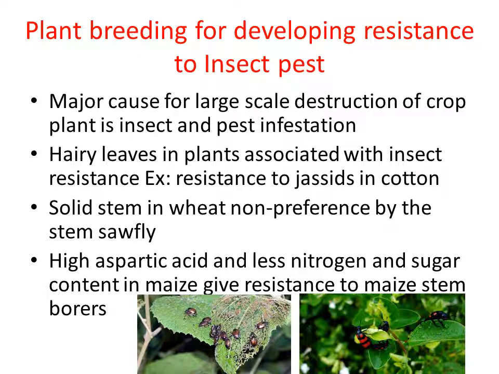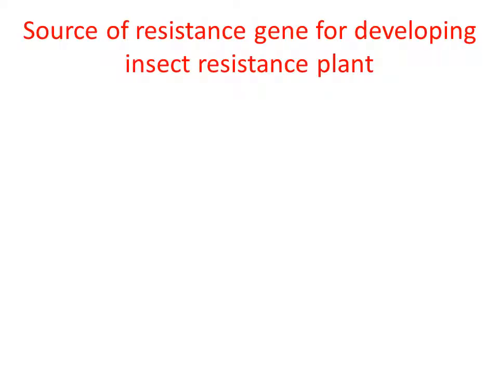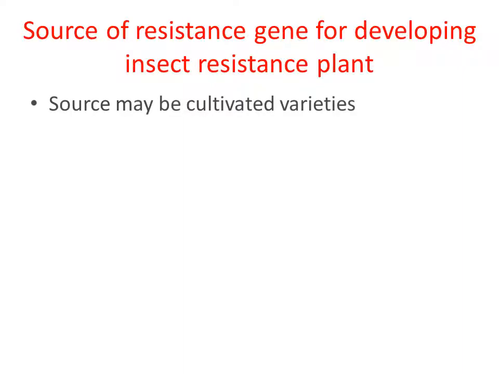So let us see some examples of plants raised by the plant breeding technique that are resistant to insect. What is the source of the resistance gene to raise insect resistant plants? Without a resistance gene, it is not possible to raise the resistant plant, right? Some of the sources I have listed here. One such source is cultivated varieties. Among the cultivated crops that are available nowadays, some of the plants are showing resistance to insect, right? So we have to select those plants and we can derive the resistance gene from them.